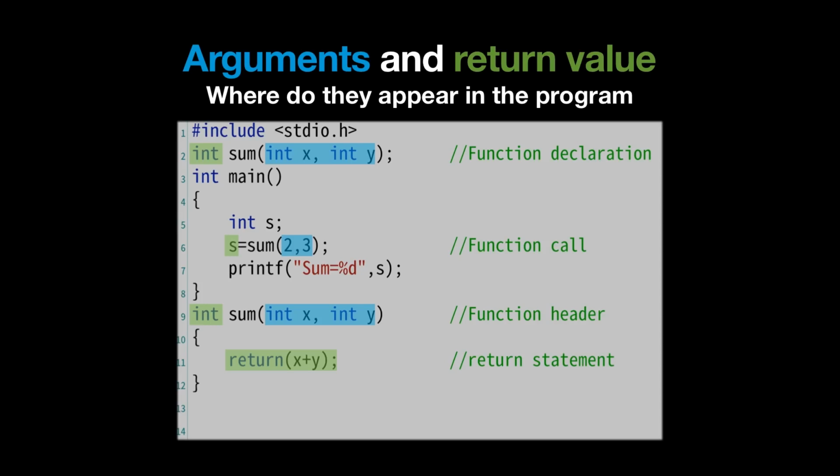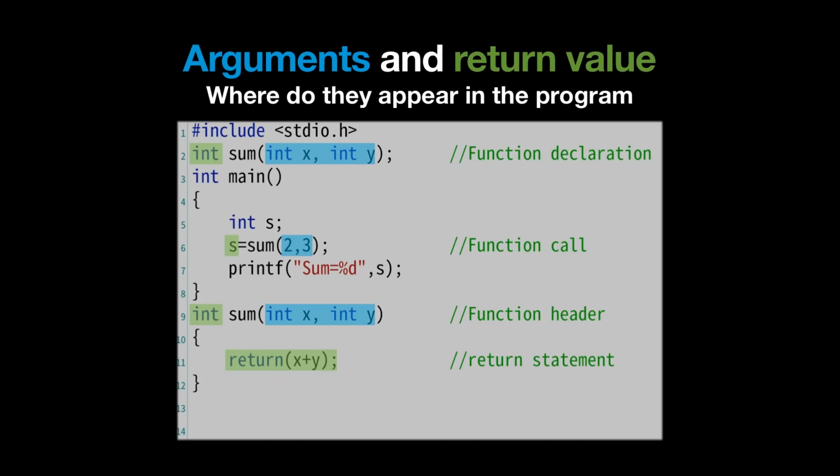Also, if there is a return value, that value which comes back must be used. Here that value is stored in a variable s. If your function does not have a return value, then there won't be a return statement.